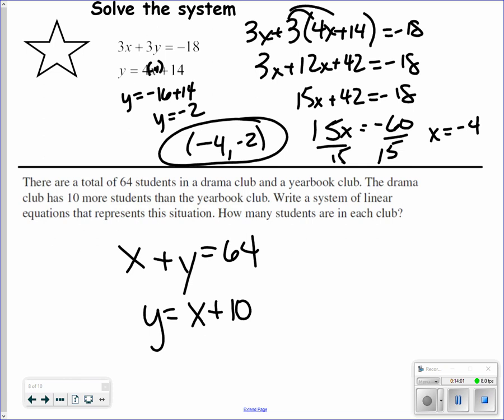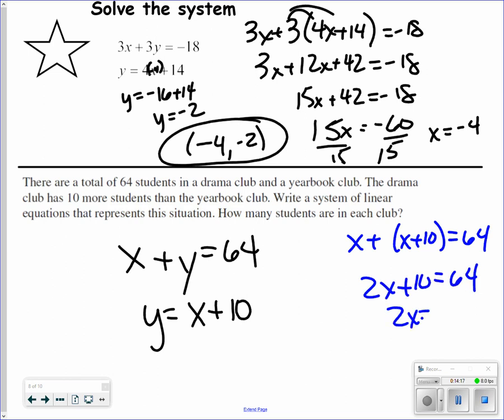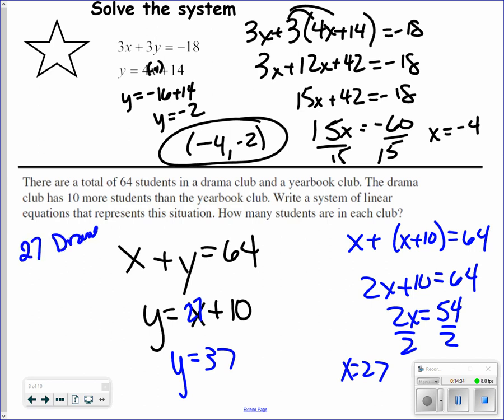Now I have a system. y is equal to x plus 10. I can replace y in the top equation with x plus 10. Nothing to distribute this time. So x plus x would be 2x. Subtract 10 and divide by 2. So x is equal to 27. Go back over here, and instead of the y, you put a 27. So y would equal 37. So what does that mean? There's 27 kids in the drama club, and there's 37 students in the yearbook club.